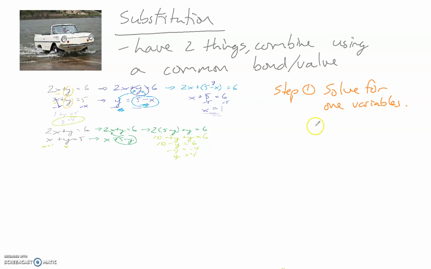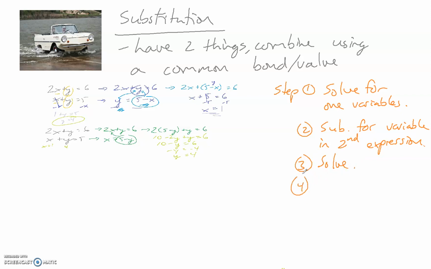Okay, step 2, then we substituted that expression for the variable in the second expression. And we'll lay this out more and do some more practice. And then number 3, we solve. And then the fourth thing that we did is go back in order to actually find the other variable. Okay, so that's generally what we did overall.